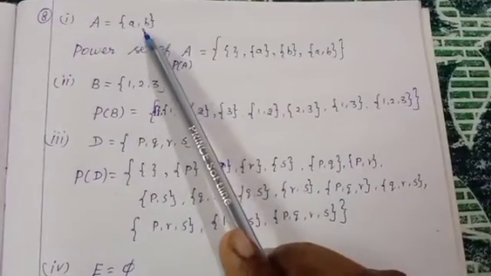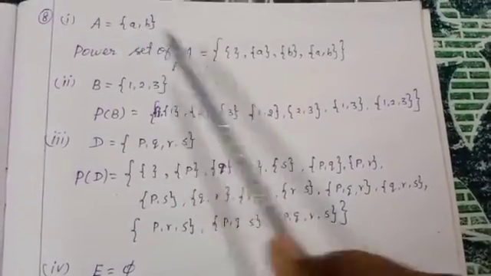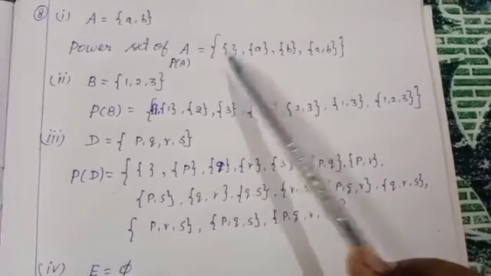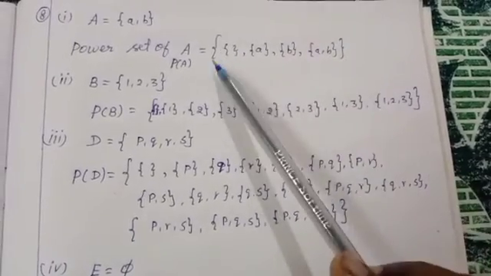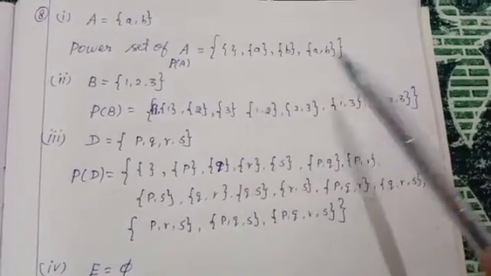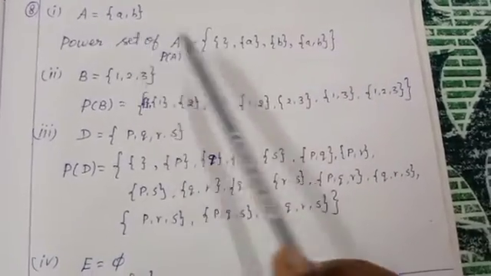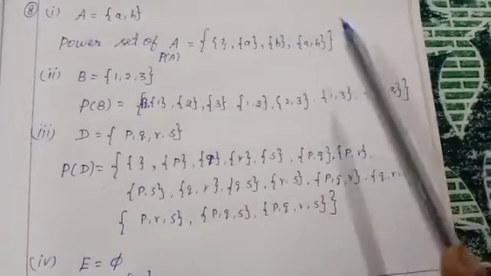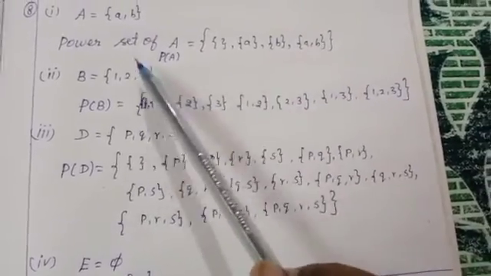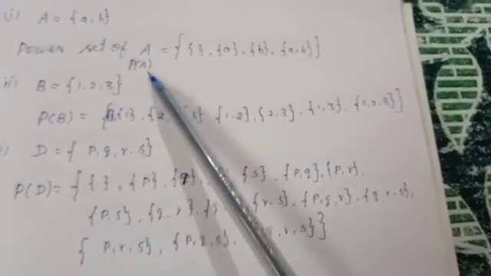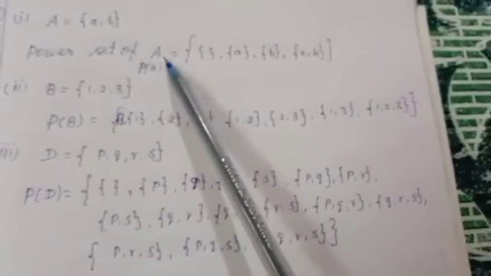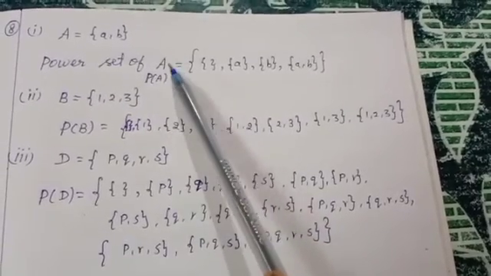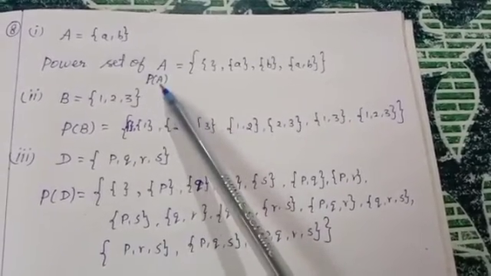So A is equal to A comma B is given. You have to write the subsets like in the previous problem. Then at the start and end you have to use the set bracket. This is called set of all subsets. So first you have to write the empty set, then single elements, then double elements. The power set is denoted by P of A. What name is given for the set? You have to consider P of A. Suppose it is B, P of B.